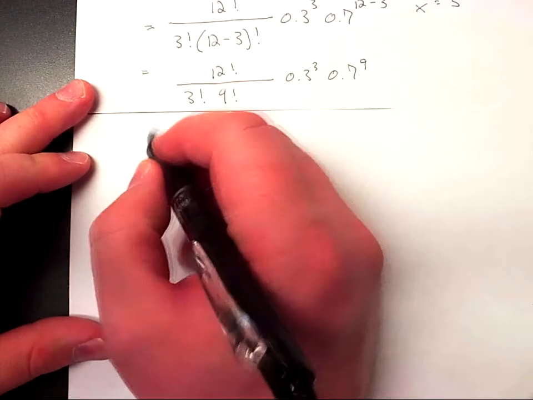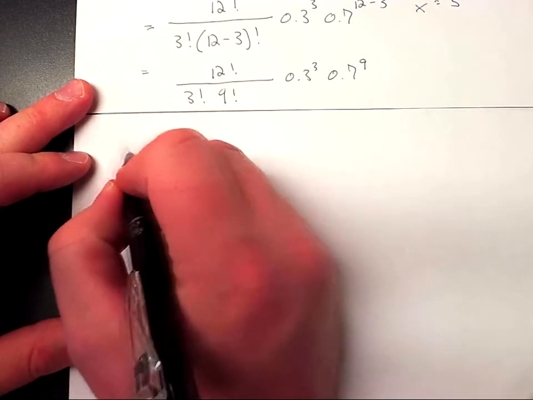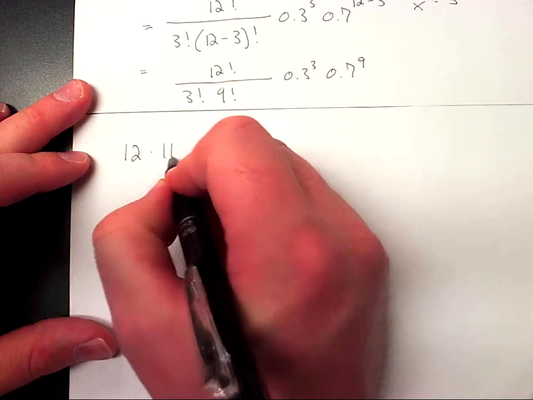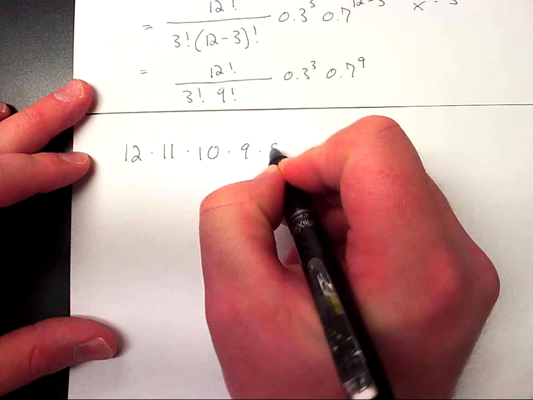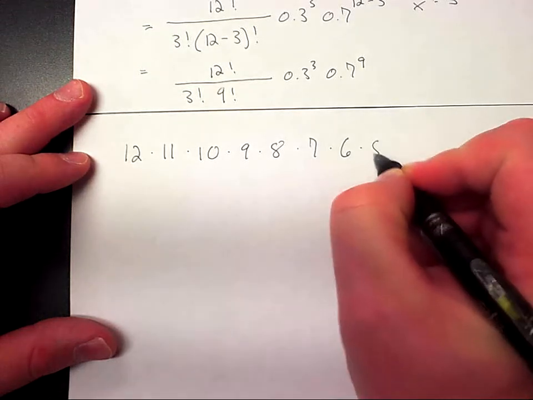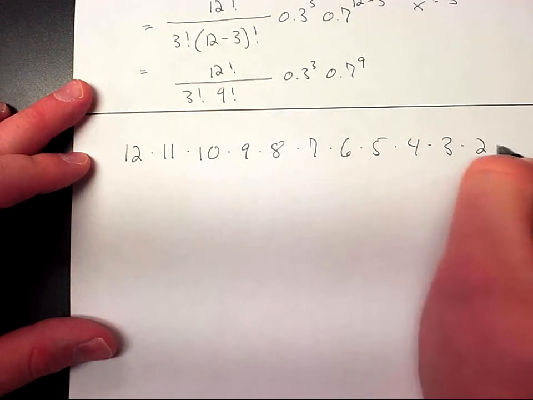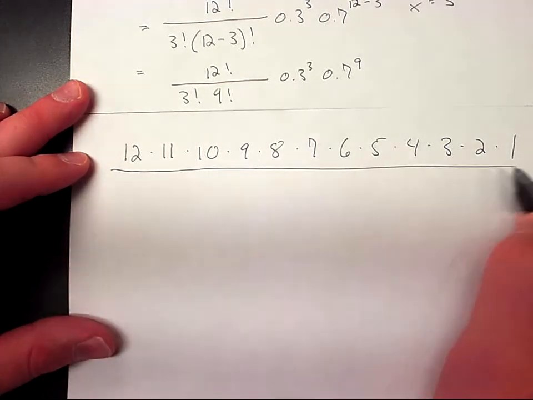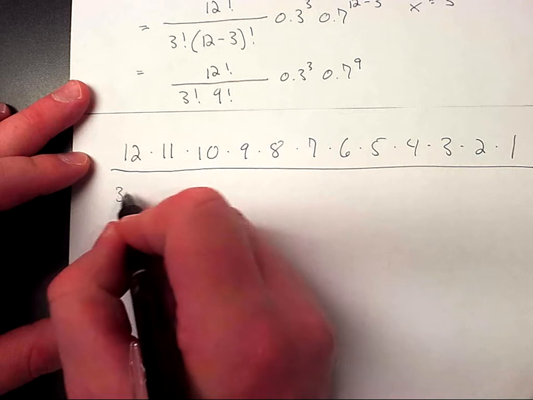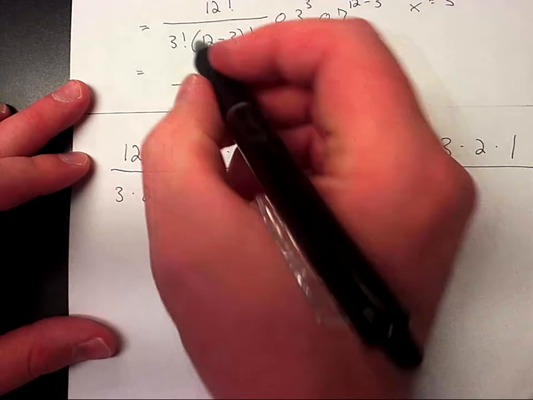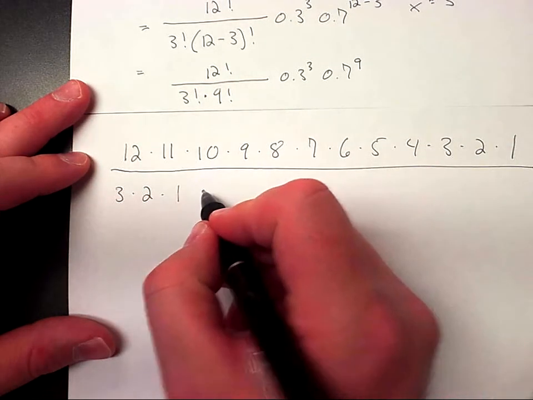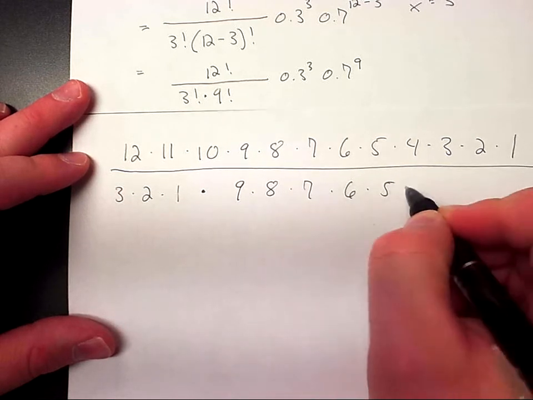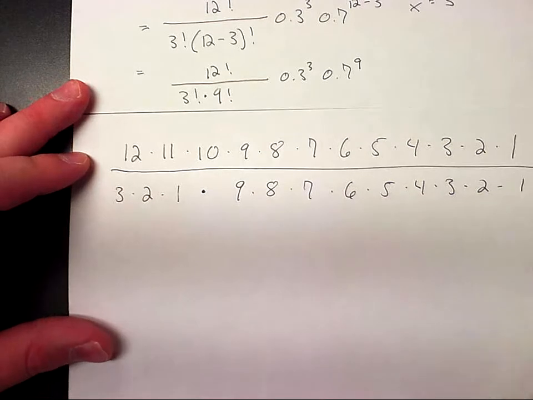Let's see what's happening right here. I'm going to write out both the numerator and the denominator. So in the numerator, we technically have 12 times 11 times 10 times 9 times 8 times 7 times 6 times 5 times 4 times 3 times 2 times 1. And that's why that number gets to be so huge. And then down here, the denominator for 3 factorial, we have 3 times 2 times 1. But then we also have this times 9 factorial. So then we have times 9 times 8 times 7 times 6 times 5 times 4 times 3 times 2 times 1.